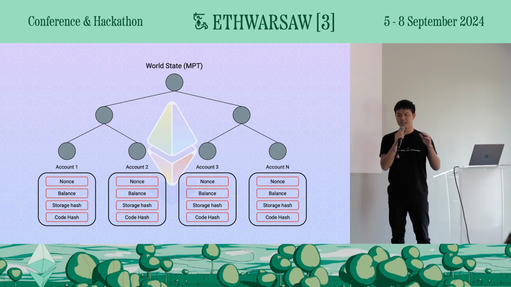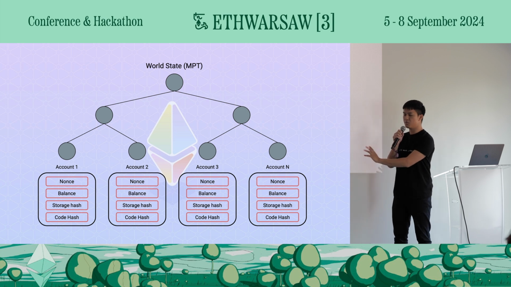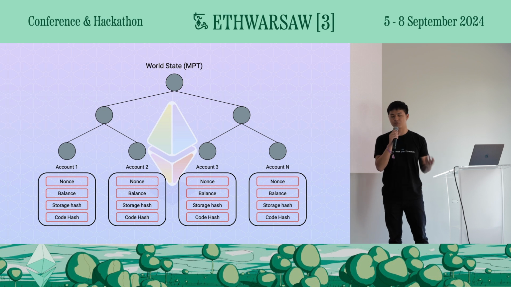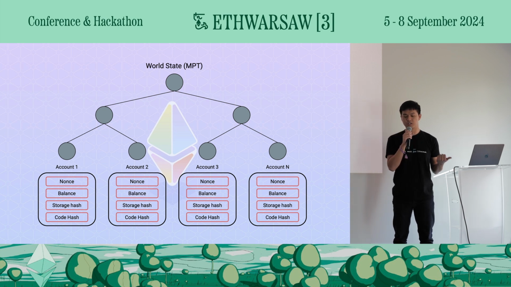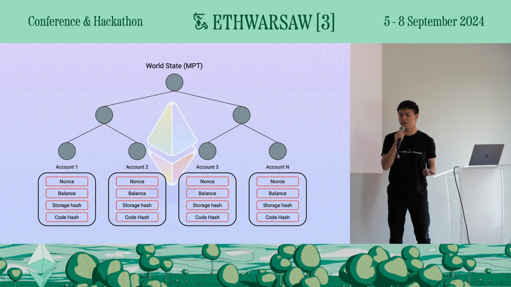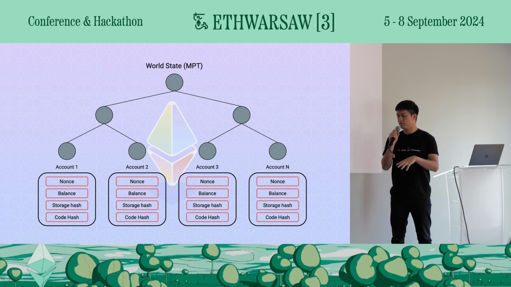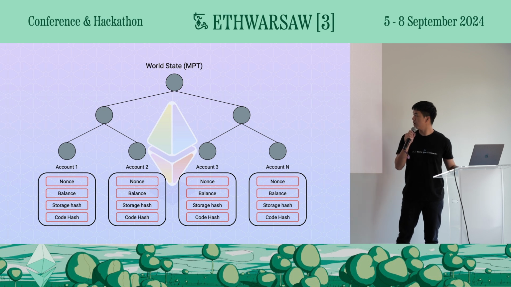So at the leaf node of the Merkle-Patricia Trie, which is the data structure, you have the account object. On Ethereum, you have two types of account. The first type of account is called EOA, externally owned account, and the second type of account is called contract account. So now let's move on to the second layer.